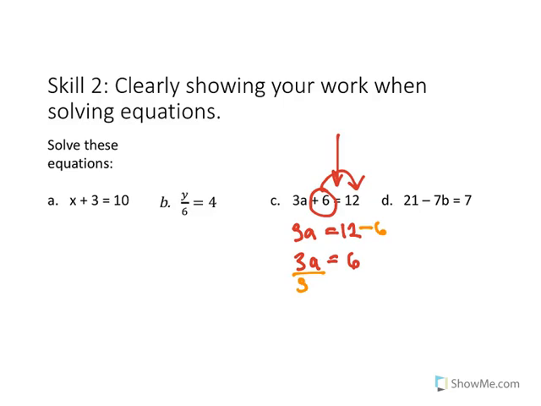But if you really want to be really formal about it, show me the division. 3a divided by 3 and 6 divided by 3. That cancels. And a equals 2. That's a more formal way of doing it.